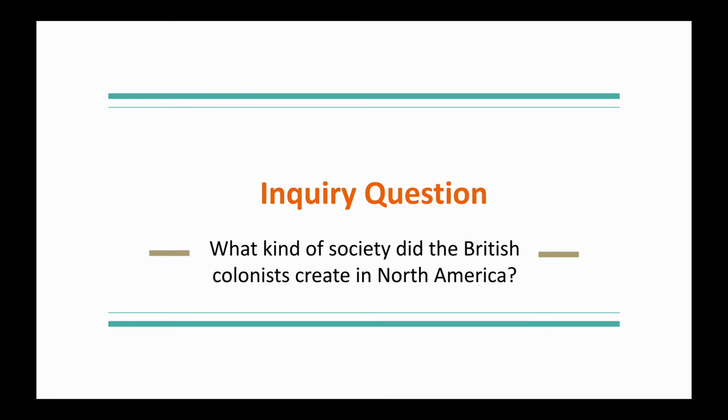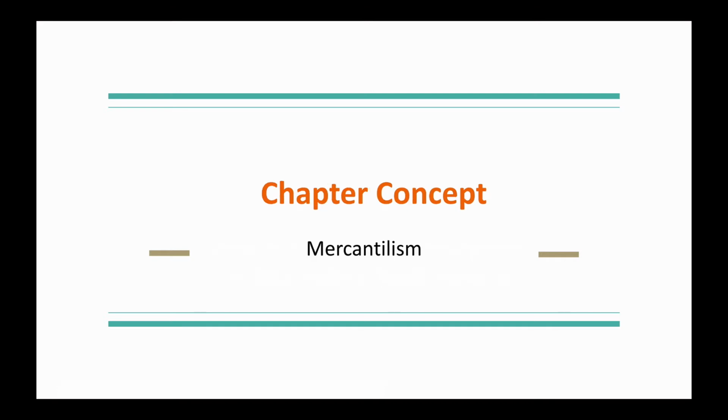The overall question, our inquiry question that we are going to answer by studying this chapter is, what kind of society did the British colonists create in North America? And this is happening along the same time as the French are building their colonies, as well as the Spanish. Our concept for this chapter is mercantilism, or some of you will say mercantilism. Either or, doesn't matter. We will talk about what that is in a couple of minutes, maybe even less.